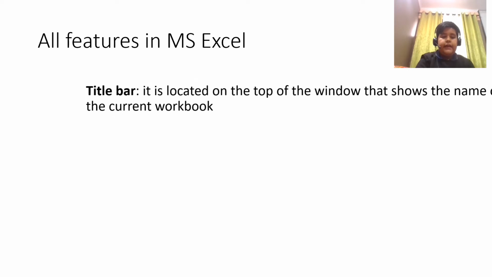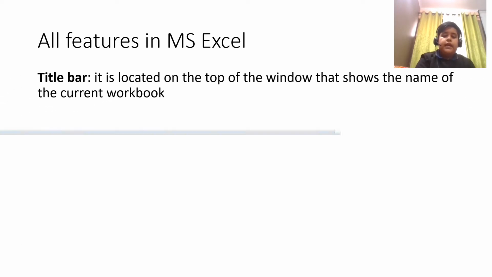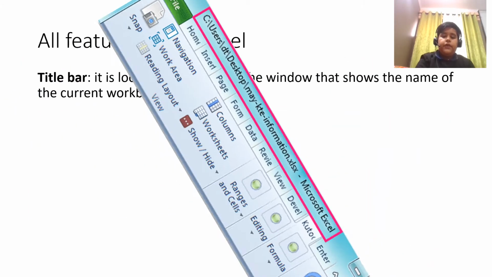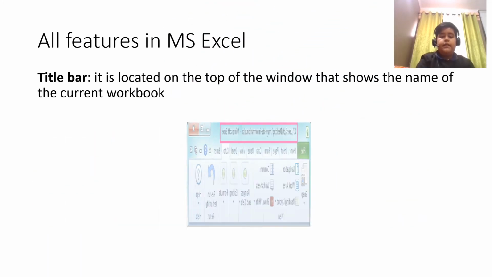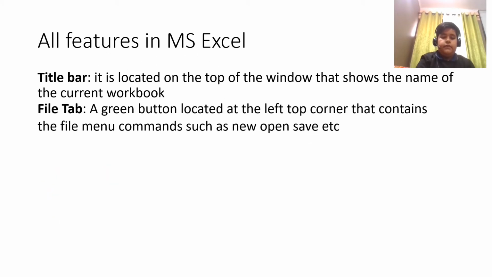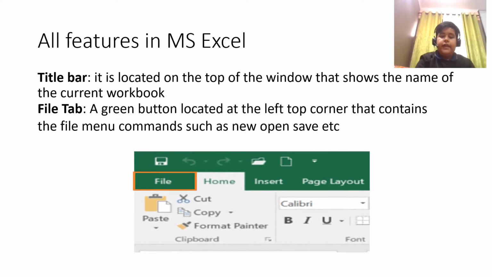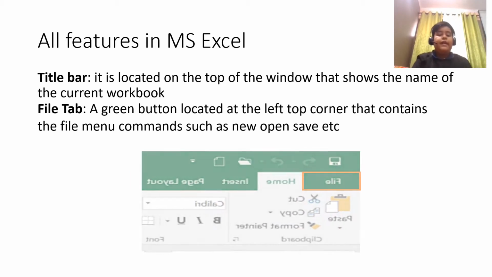First, title bar. It is located on the top of the window and shows the name of the current workbook, like this, as shown in the pic. Second, file tab. A green button located at the top left corner that contains file menu commands such as new, open, save, etc. is known as the file tab.